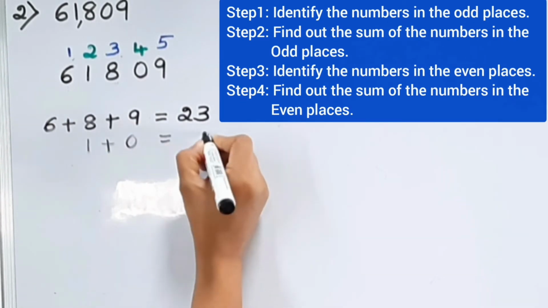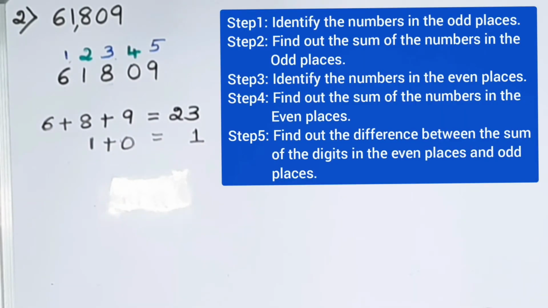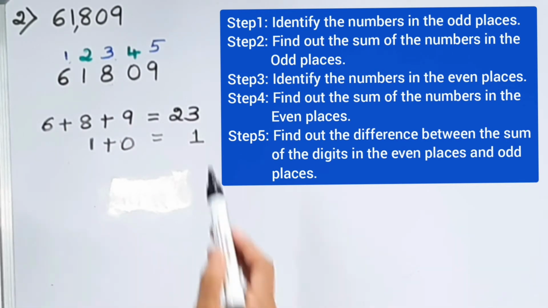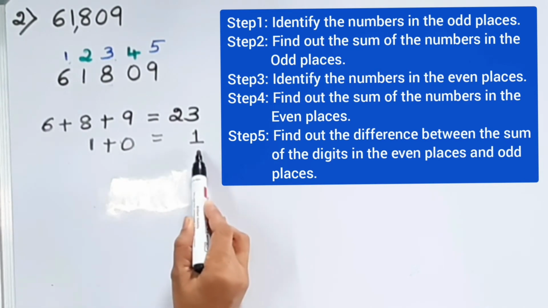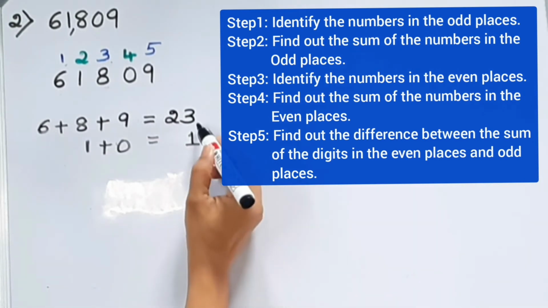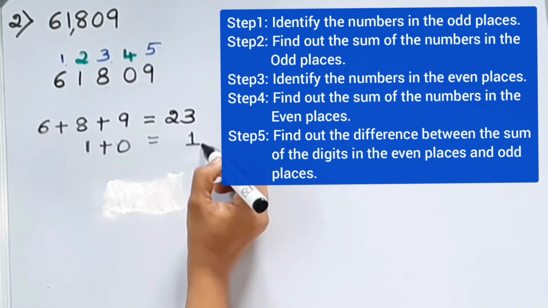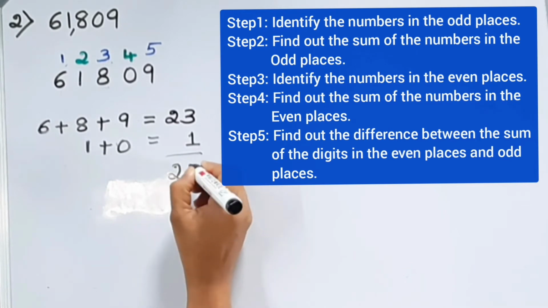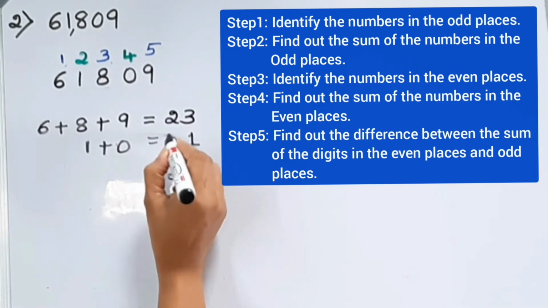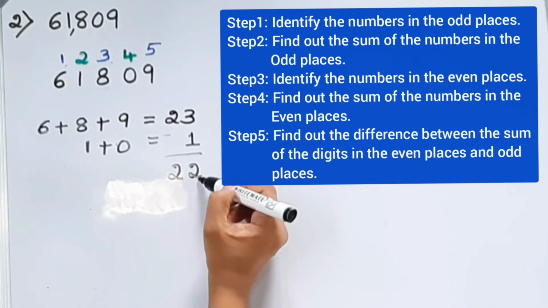is 1. Step 5. Find out the difference between the sum of the digits in the even places and odd places. That is, the sum of the odd places is 23 and the sum of the even places is 1, and the difference between 23 and 1 is 22. 23 minus 1 is 22.